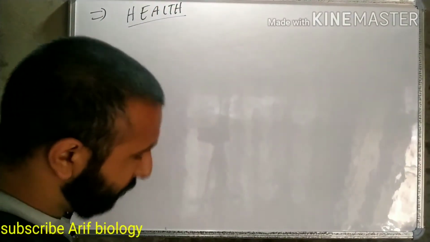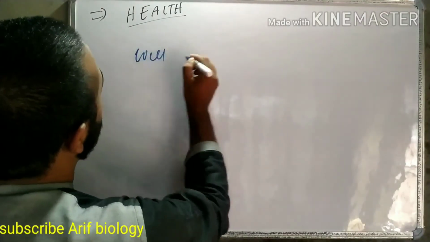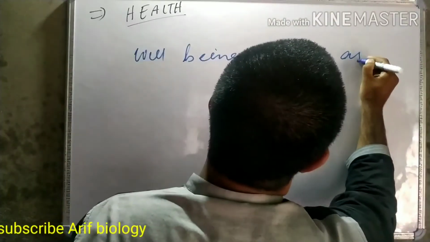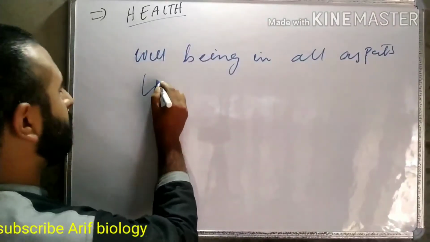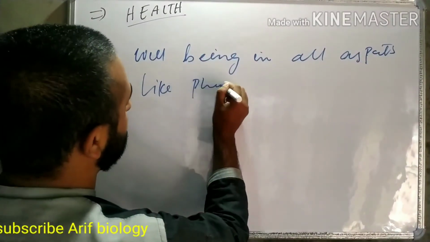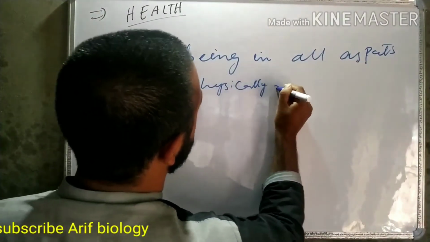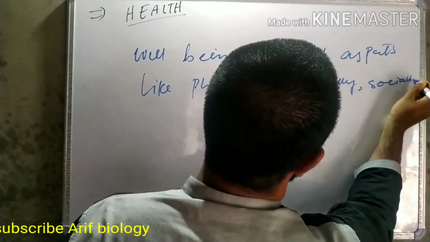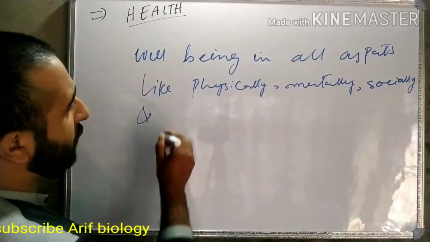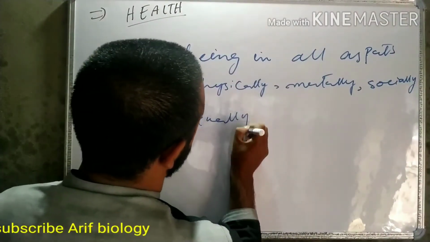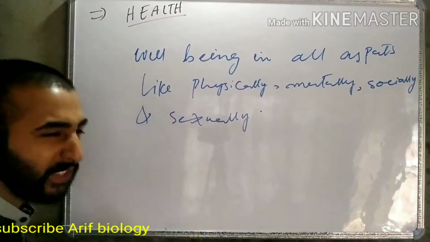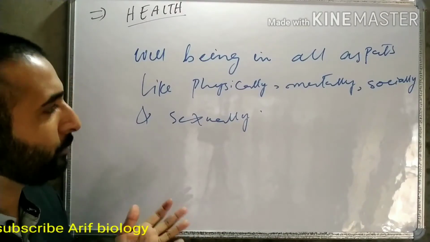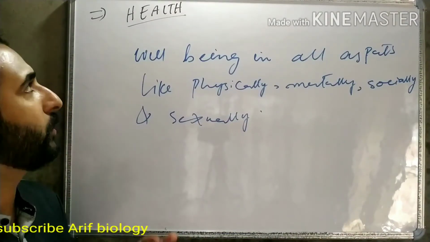Health is actually well-being in all aspects, like physically, mentally, socially, and sexually. When a person is physically, mentally, socially, sexually fit, then we can call this person a healthy person.